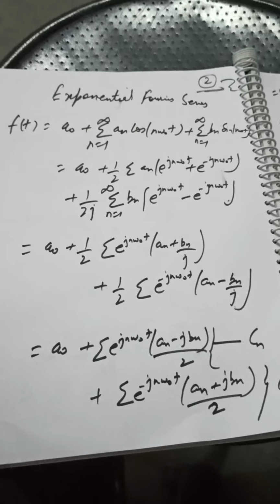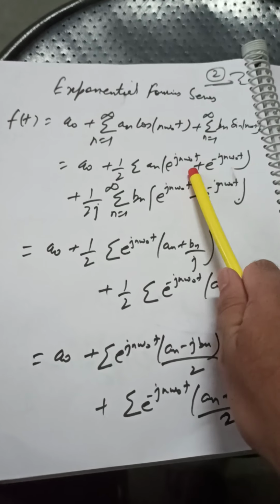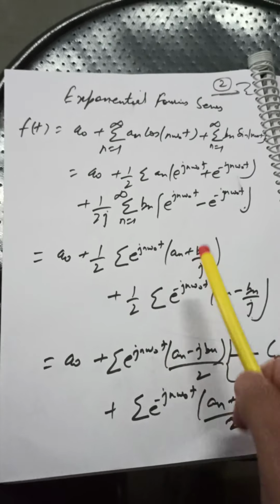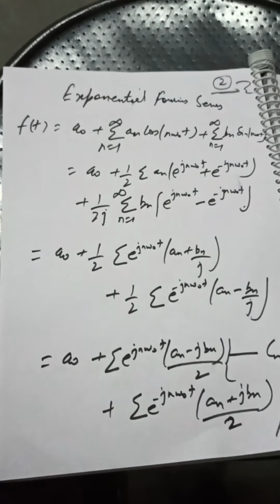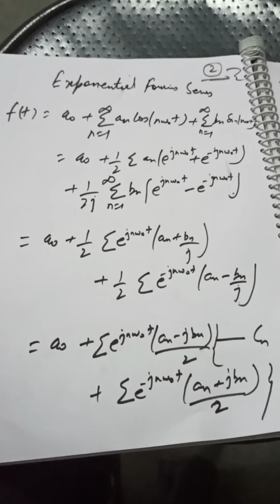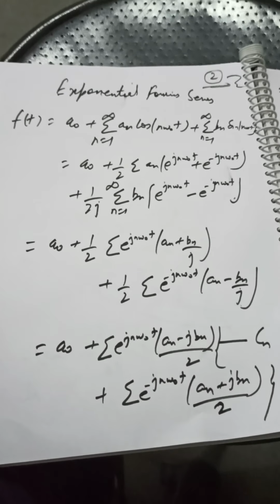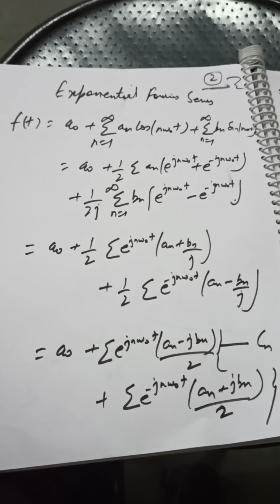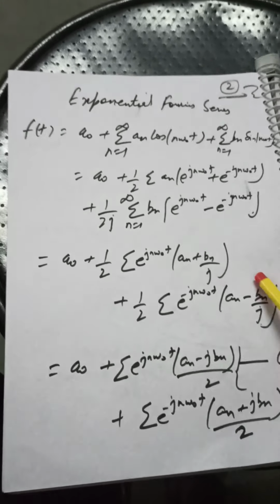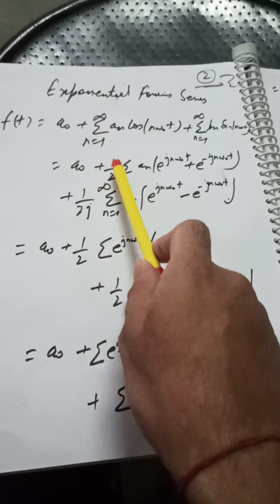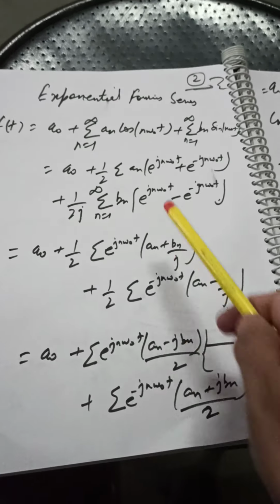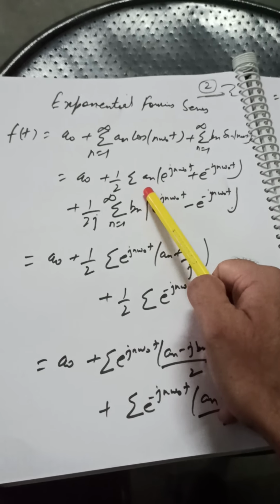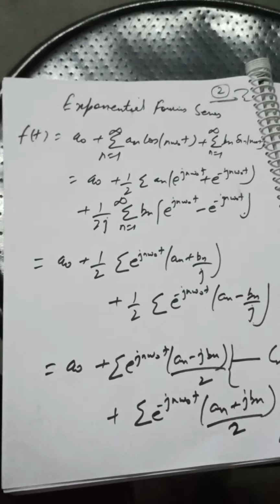So it is written as e to the power j n omega naught t plus e to the power minus j n omega naught t, divided by 2. And we are taking this 2 out of this summation. I think this is quite clear. Just for ease of understanding, I am not showing the limits here, that n is varying from 1 to infinity. But by this summation, I am implying the presence of all the harmonics, that all the different harmonics are present here.